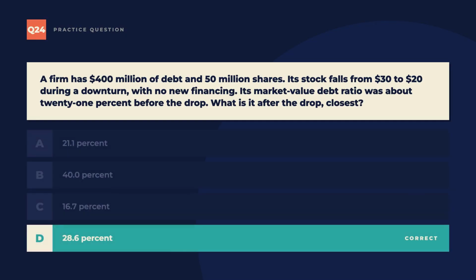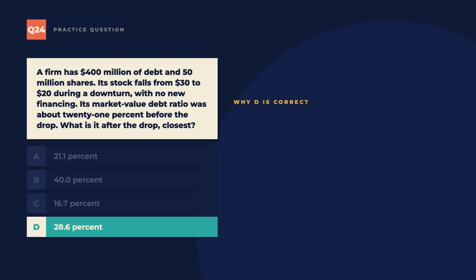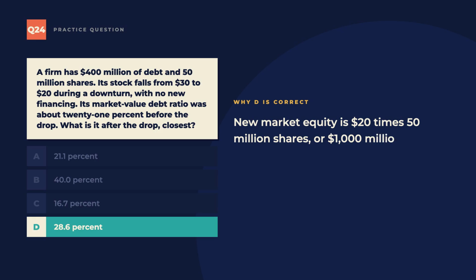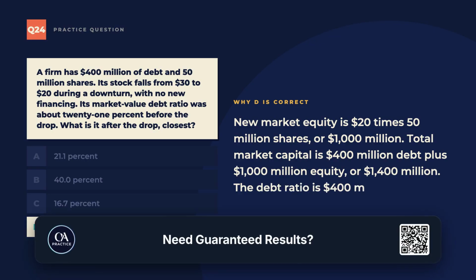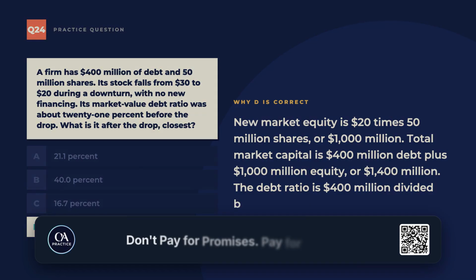The correct answer is D. 28.6%. D is correct because new market equity is $20 times 50 million shares, or $1,000 million. Total market capital is $400 million debt plus $1,000 million equity, or $1,400 million. The debt ratio is $400 million divided by $1,400 million, about 29%, up from 21% purely because equity got cheaper.